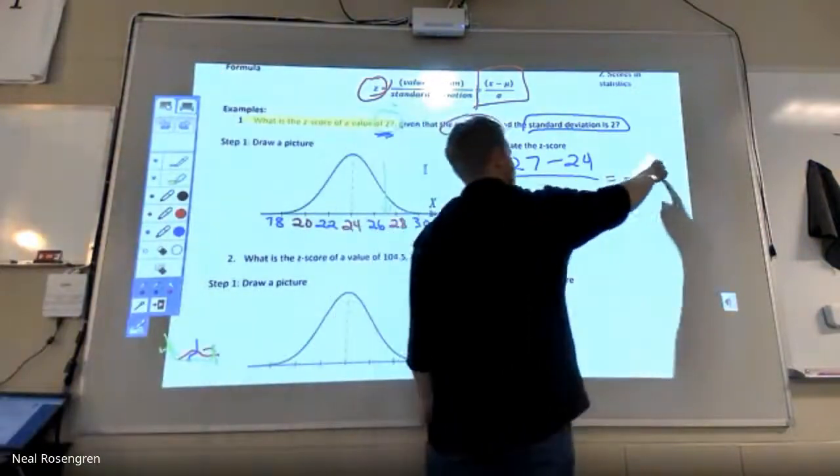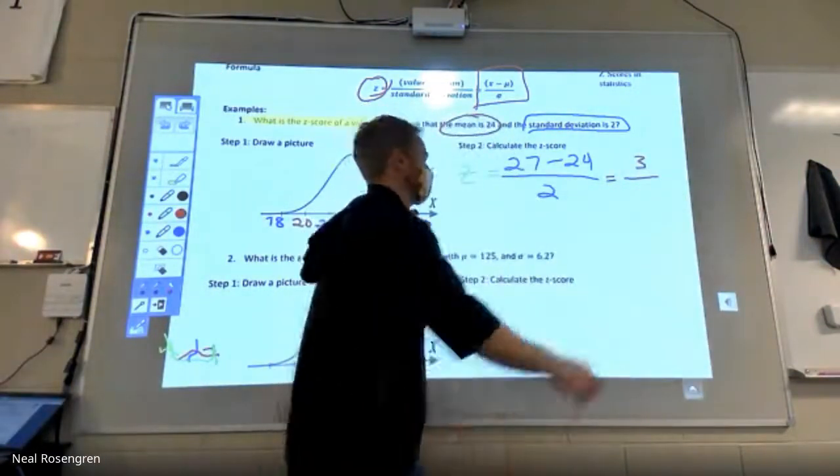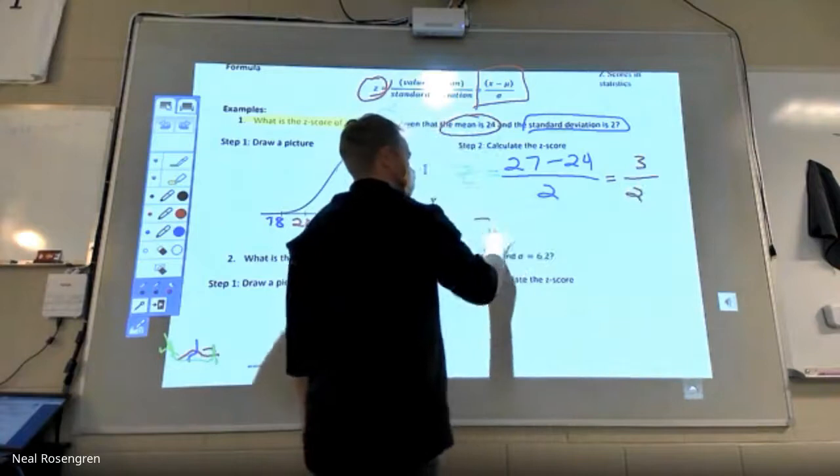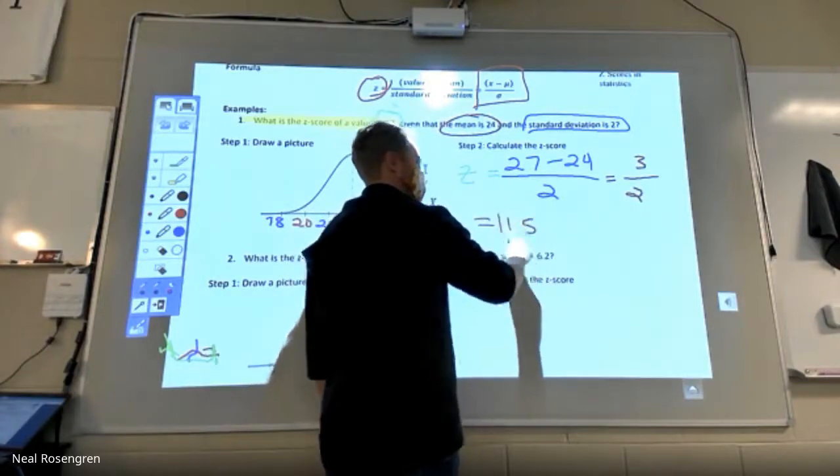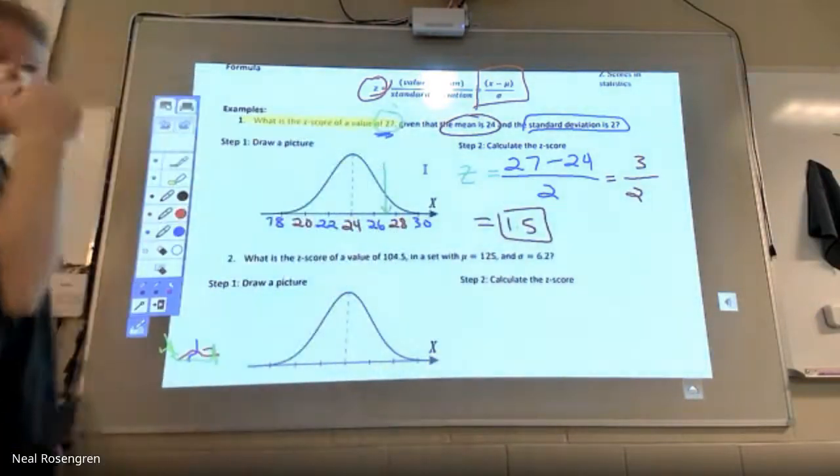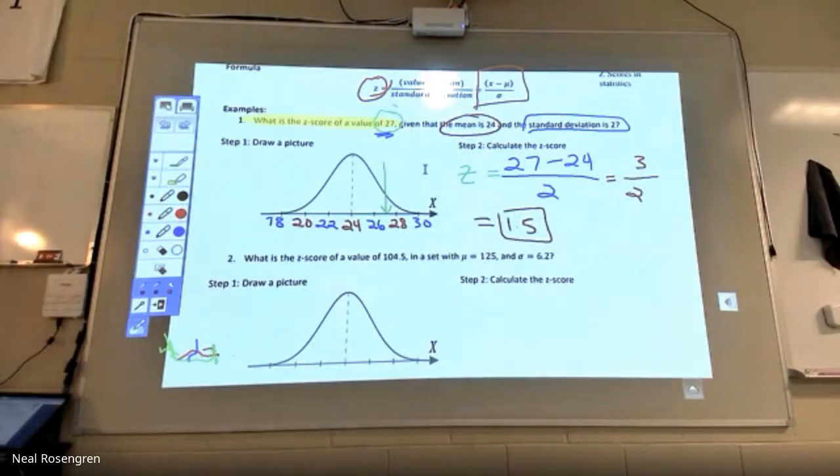27 minus 24, that's not too bad. I can do that. That's just 3. And then 3 over 2. And we're always going to write the decimal. Okay, and this is exactly 1.5. So I can say equals and write that 1.5.